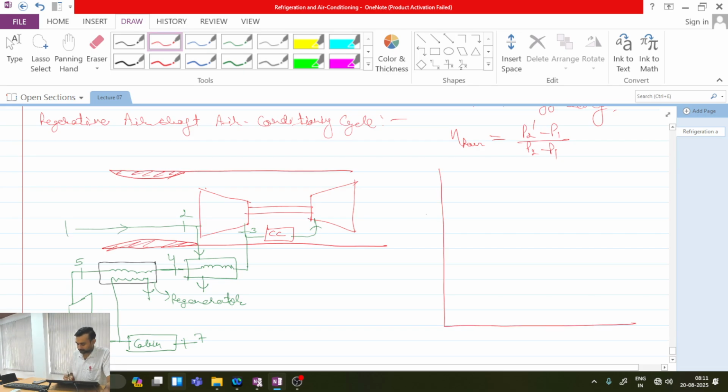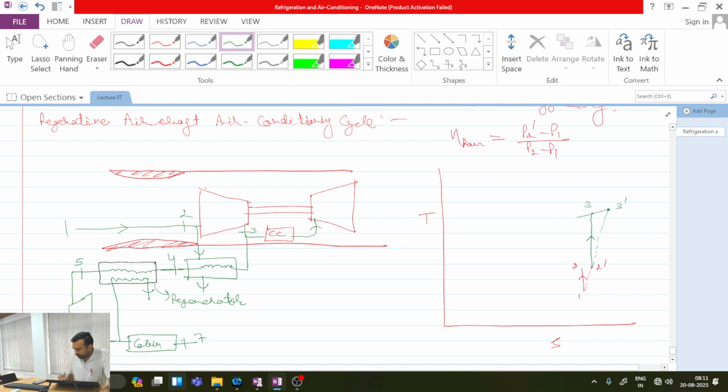So on the T-S plot, this is the ideal 1 to 2 process. Actual will be slightly deviated, 2 dash. Then this is the ideal 2 dash to 3 process. Actual will be deviated at point 3 dash. Now what we were doing? We were cooling actually. Okay.